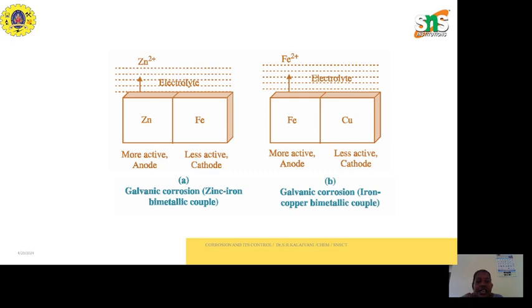Second, the iron copper couple. In this representation, iron is a more active metal compared to copper. So in this case, iron acts as an anode and copper acts as a cathode. At the anodic part, oxidation always occurs.